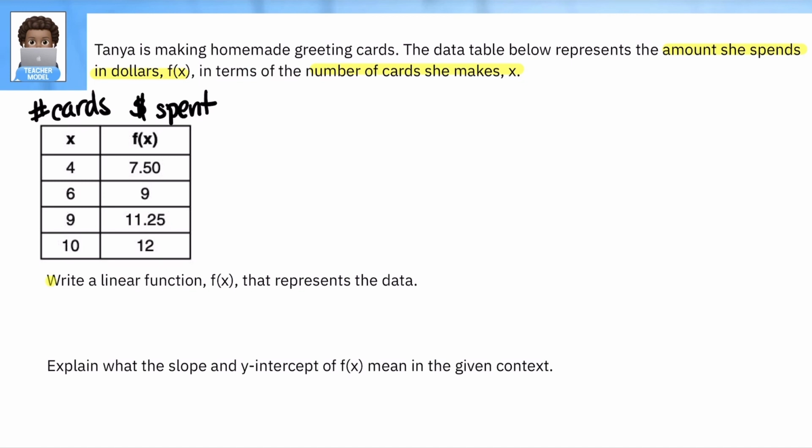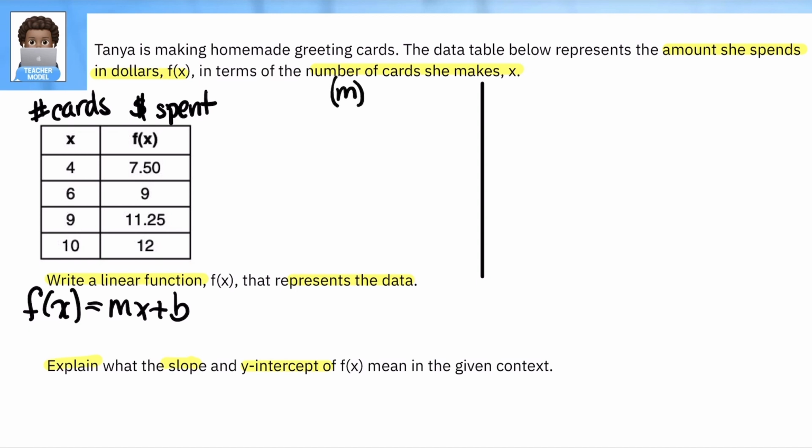Here's what we're being asked to do. We're going to write a linear function to represent the data, and then we're going to explain what the slope is and what the y-intercept is in the given context. So we'll start with the first one. We want to be able to rewrite this as a function in this form, which means we need to find m and find b. So that's going to be my plan. I'm going to use 2 points to calculate m, and then I'm going to substitute, once I have m, into my equation to solve for b.